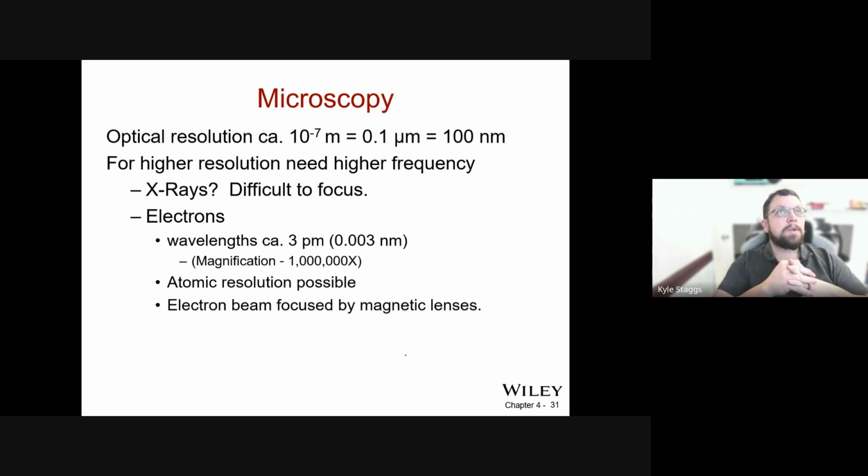So the optical resolution is about 10 to the minus 7 meters, which is 0.1 microns. That's 100 nanometers. So that's just an equivalent. You can get to something like 100 nanometer feature size with optical, kind of, sort of. That's your upper threshold. For high resolution, you have to use something like X-rays, which are difficult to focus.